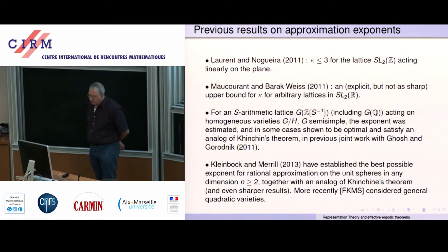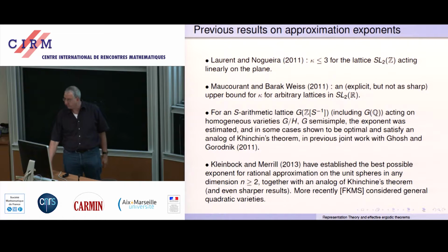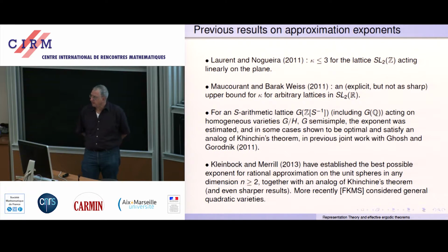And subsequently, Kleinbock and Merrill have established the best possible exponent for rational approximation on the unit sphere in any dimension n greater or equal than 2. We were only able to establish the best possible estimate in this case for dimensions 2 and 3. And they also proved an analog of Khinchin's theorem in Diophantine approximation and even sharper results. And more recently, Fishman, Kleinbock, Merrill, and Simmons considered general quadratic varieties. But other than the results that have been presented here, I'm not aware of any other results on this problem.